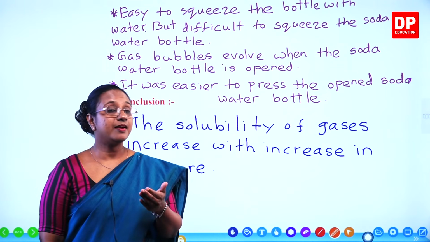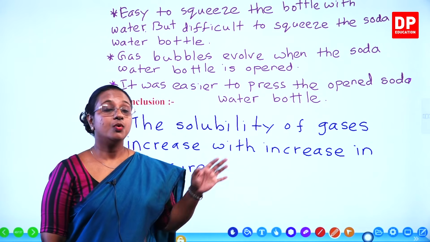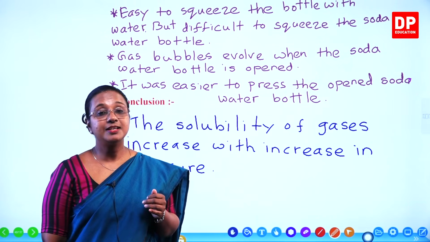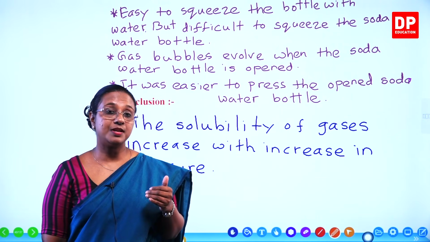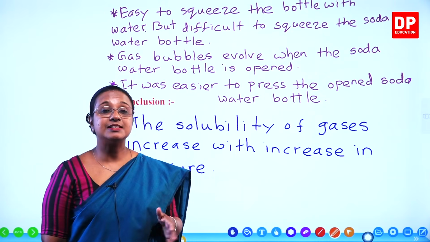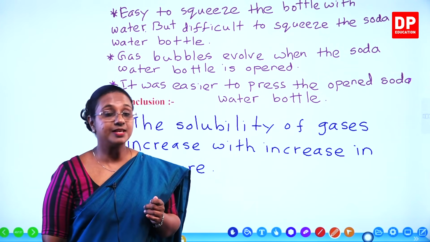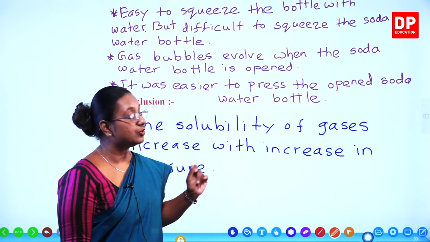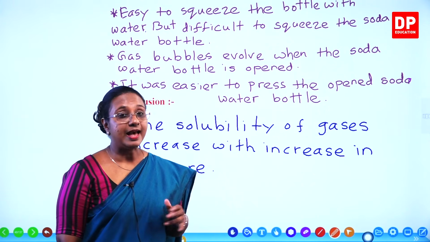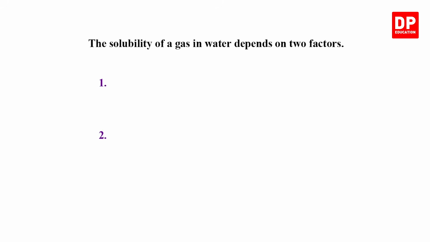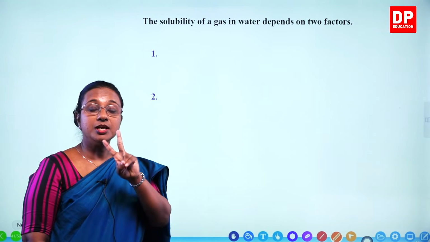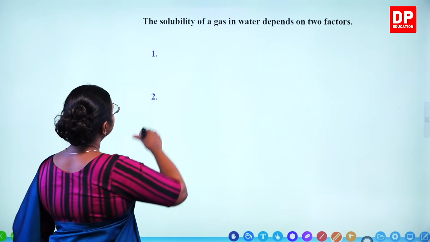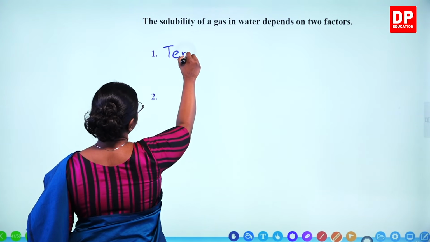So students, we have discussed two factors. One is pressure, the other one is temperature. The solubility of gases decreases with temperature and solubility of gases increase with increase in pressure. That is the conclusion of this activity. With that, I will just write down the factors that affect solubility. So, the solubility of a gas in water depends on two factors. The first factor is temperature.